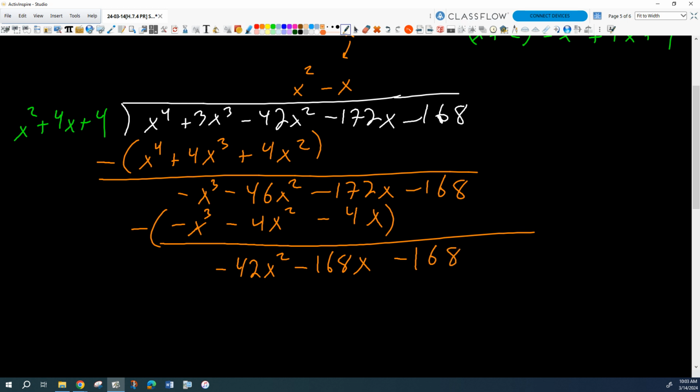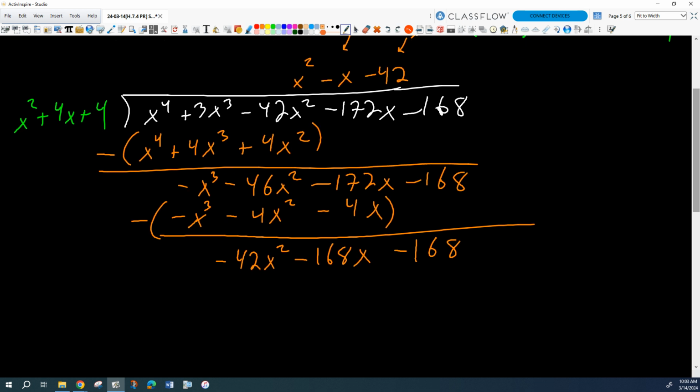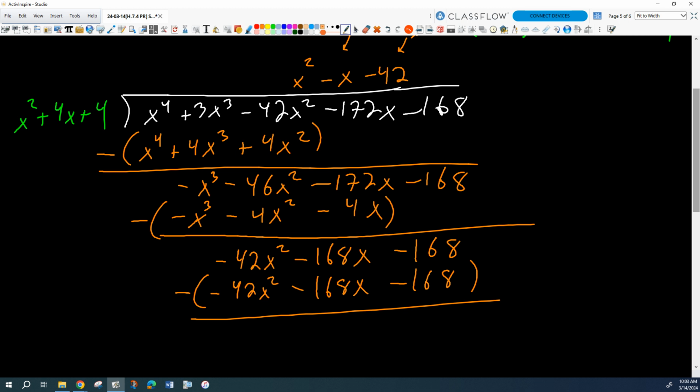Okay, and one more time. What do I get this time? Negative 42x squared divided by x squared gives me negative 42. If I run that through, I get negative 42x squared minus 168x minus 168. What do you know? What's our remainder? 0, as we knew it had to be if we did things correctly.